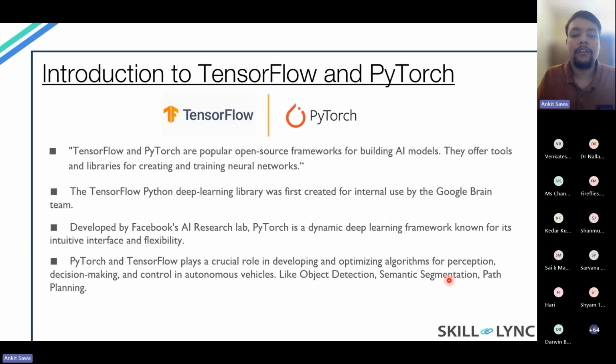They play a very crucial role in developing and optimizing algorithms for perception, decision making, and controls in autonomous vehicles, because they are all very complex tasks. Some tasks we do via this type of framework are object detection and path planning, and we are going to talk about some of them in our subsequent slides from here.